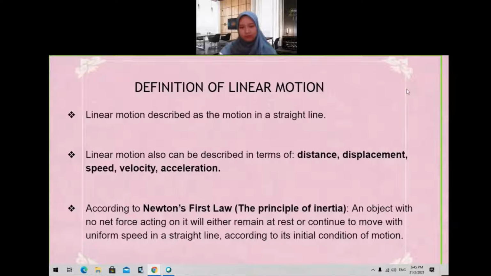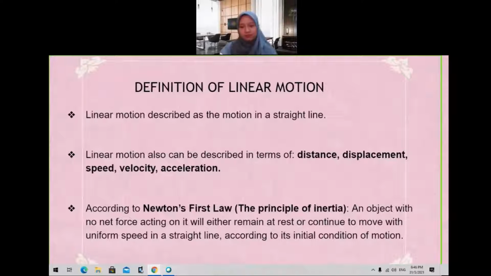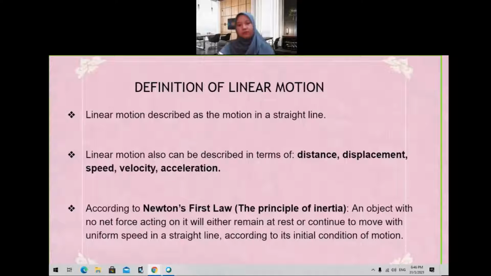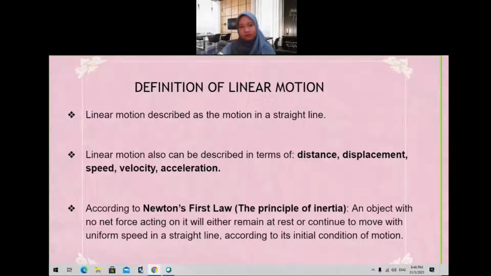So, linear motion is described as the motion in a straight line. Linear motion can also be described in terms of distance, displacement, speed, velocity, and acceleration. According to Newton's first principle of inertia, an object with no net force acting on it will either remain at rest or continue to move with uniform speed in a straight line, according to its initial condition of motion.